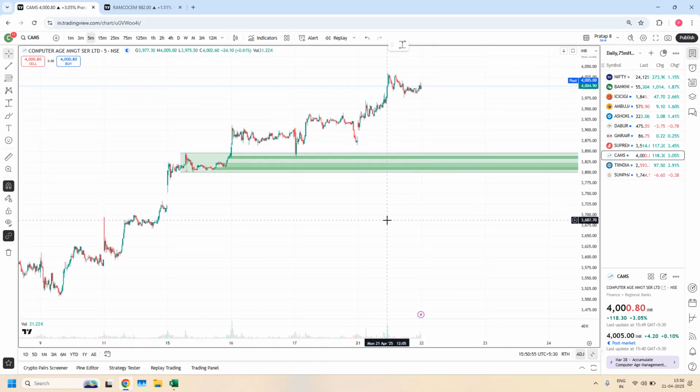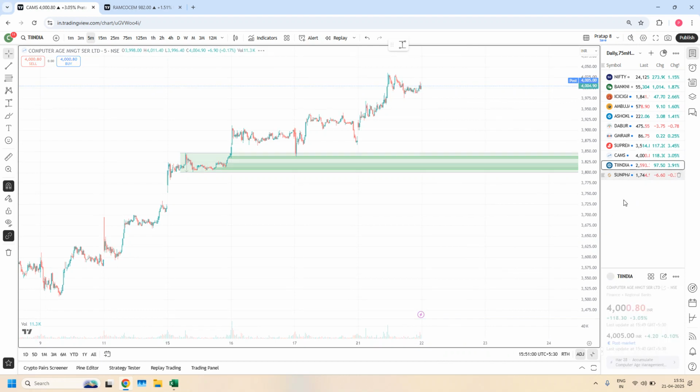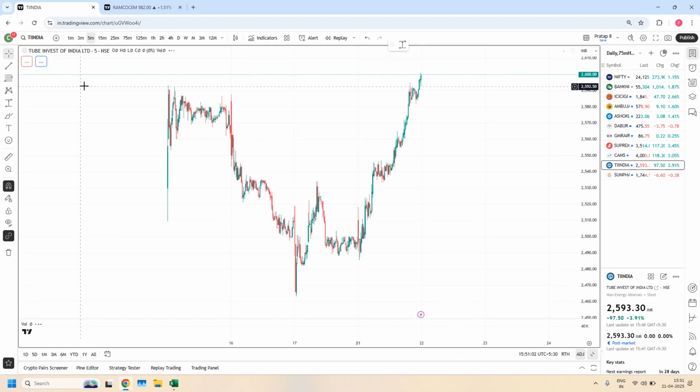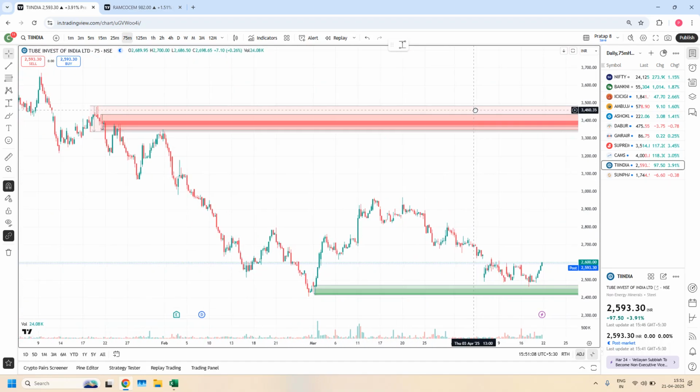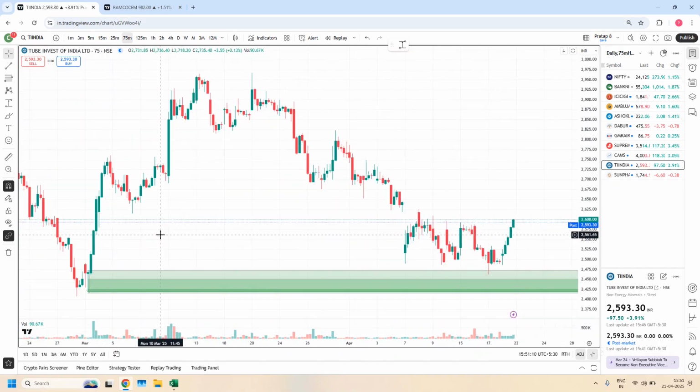Okay, this is CAMS. And then the next one is TI India. TI India, I think last class I already explained. This is the 75 minutes high liquidity demand zone. We didn't get a trade. Here it is having a fine-tuned 5-minute zone. Please refer to the previous video. We discussed TI India.